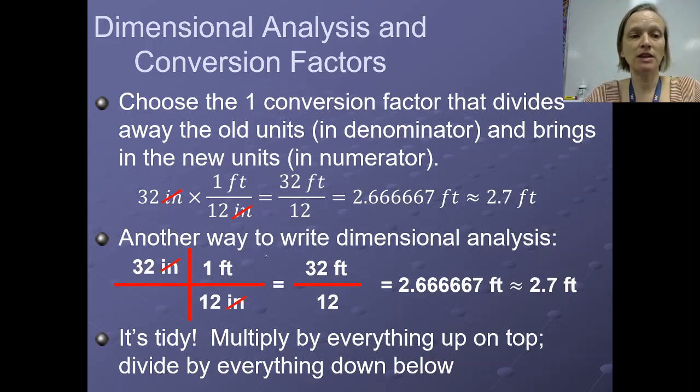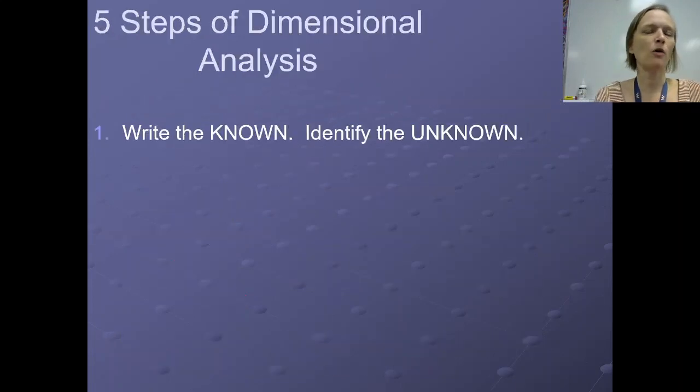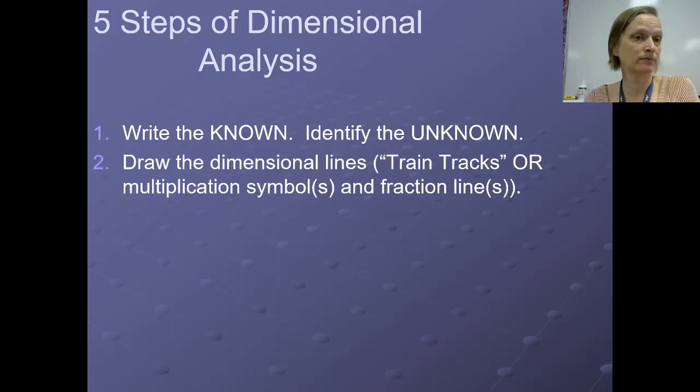You multiply everything that's up top, you divide by everything that's down below, and some students find it easier because you keep things more organized this way. Okay, that's the overview of dimensional analysis. Let's break it down into 5 steps so that you can copy the procedure and figure out problems on your own. The very first step in dimensional analysis problems is to write the known, the thing that you're given in the problem, and identify the unknown, the thing that you want to know, what the question's actually asking for.